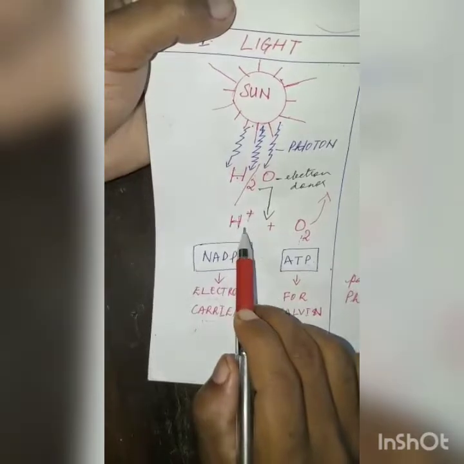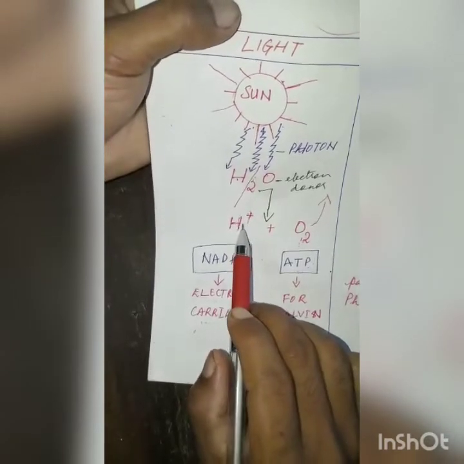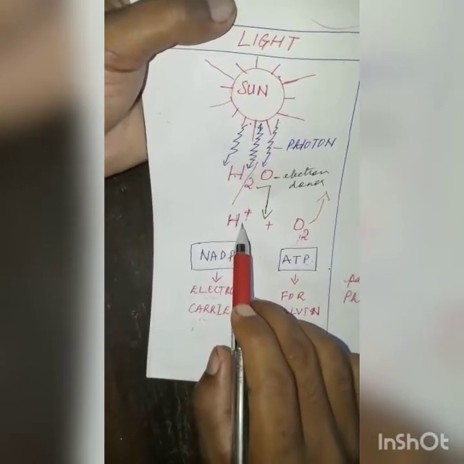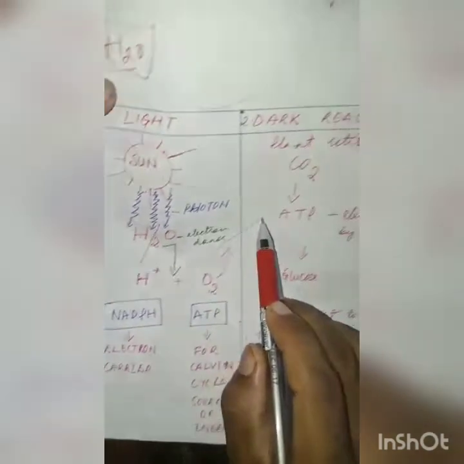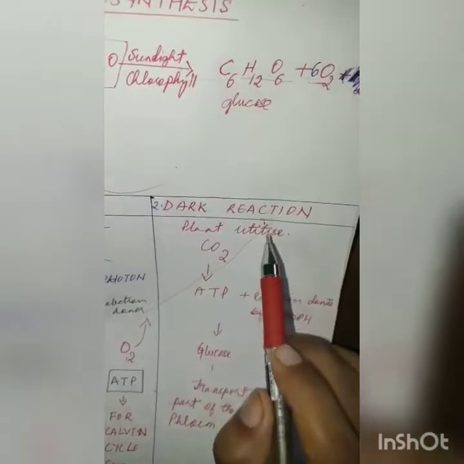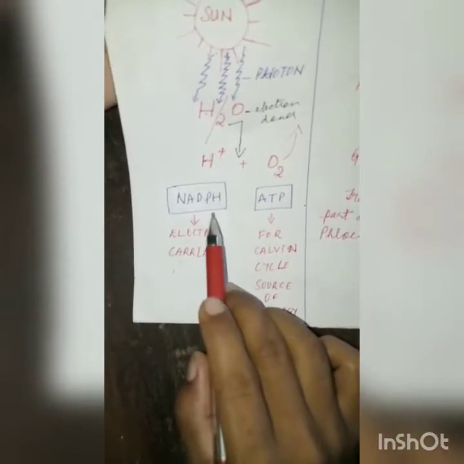You see this one? Because hydrogen is an electron donor, in order to carry this electron to the dark reaction, it needs a taxi. That taxi is the NADPH. If you look in detail, it is a very long process.